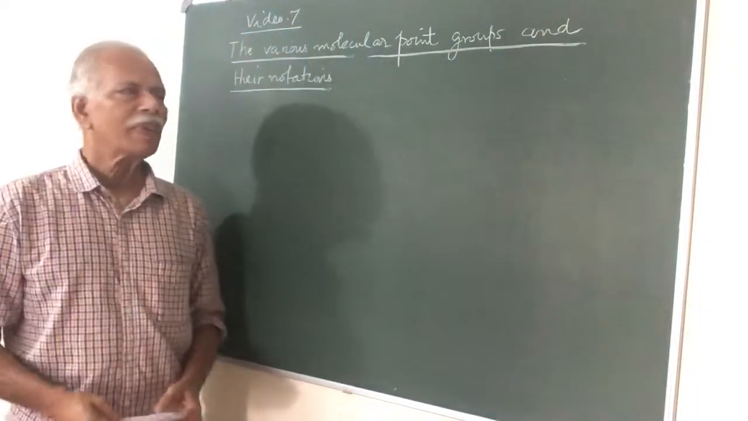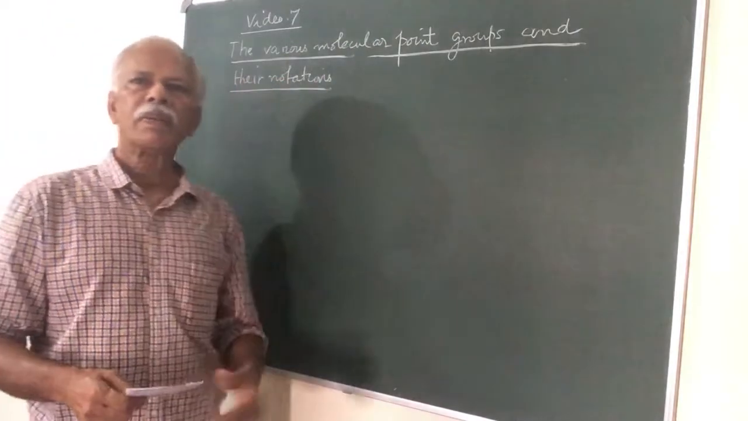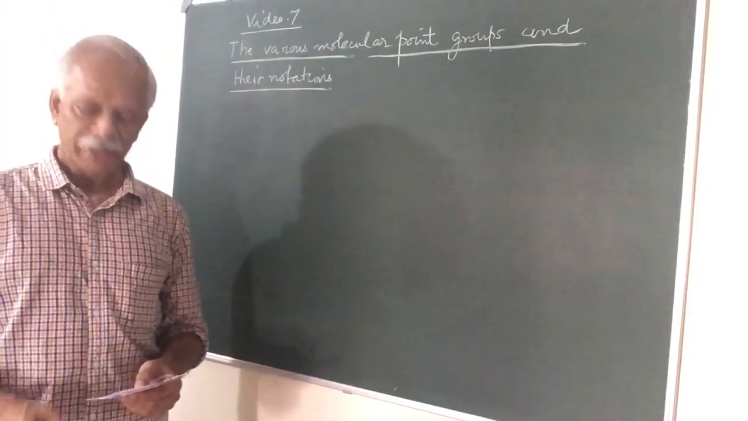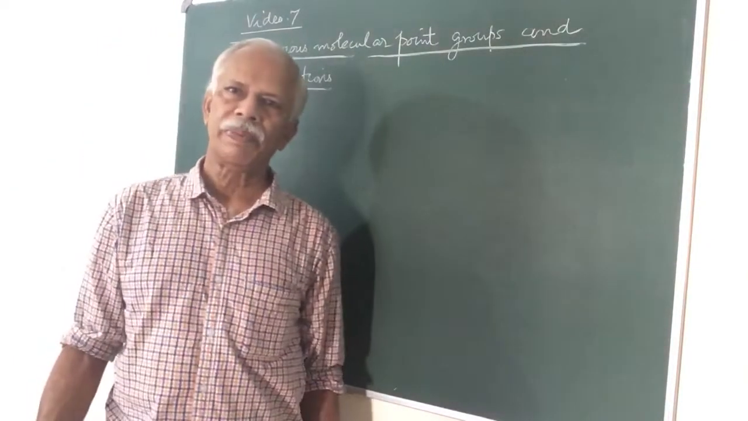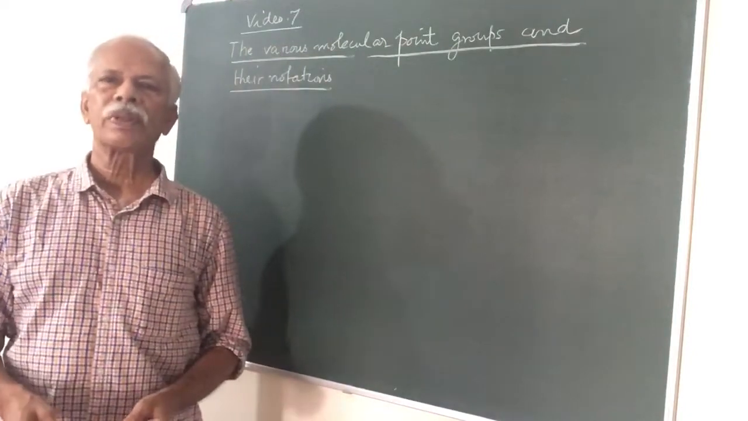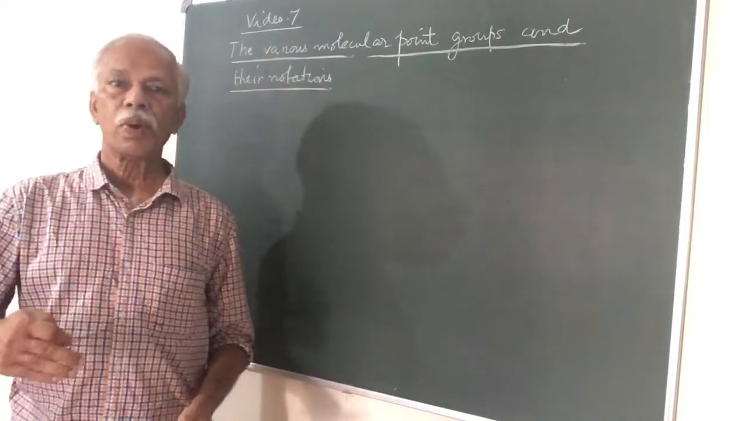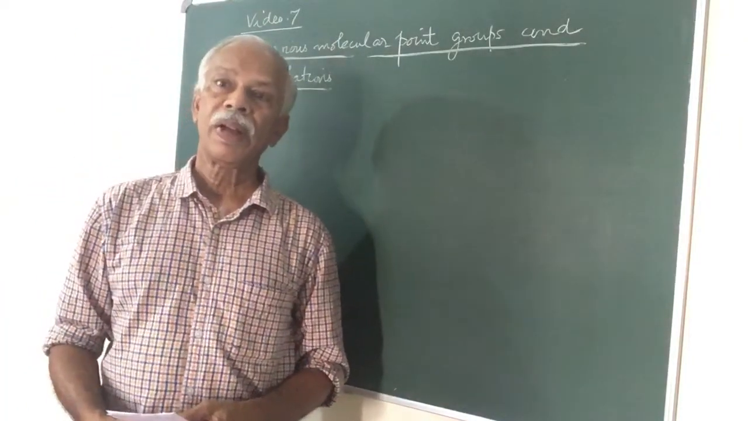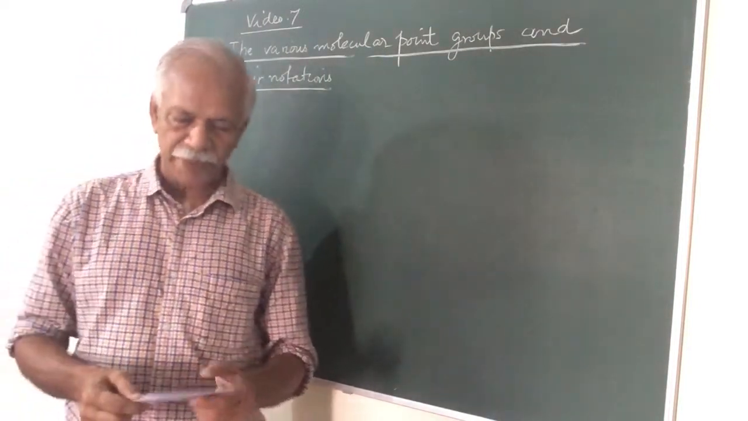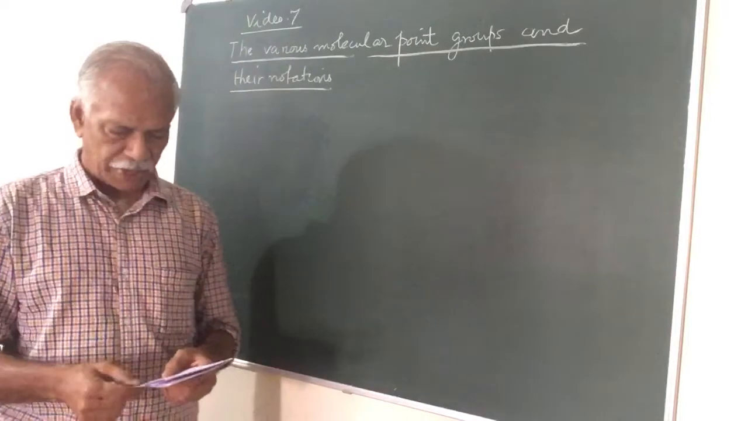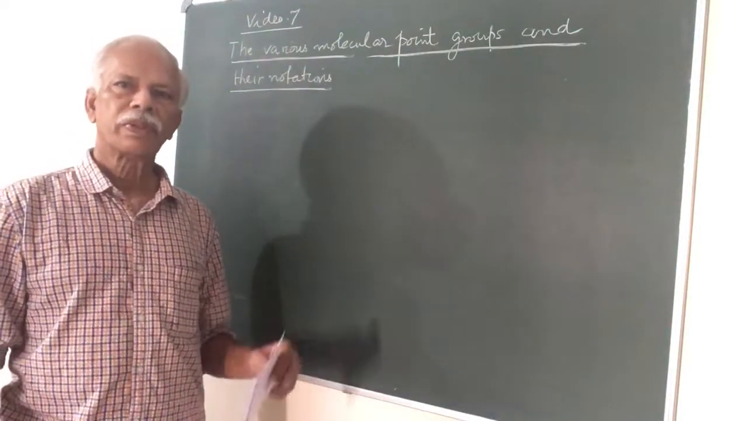Good morning. In this video, I plan to talk about the various molecular point groups and their notations. We start with molecules with no symmetry at all, then pass on to molecules with just one element of symmetry only, then molecules with more and more elements of symmetry, and finally molecules which are highly symmetric. I shall write down the list in the form of a table under 4 columns.